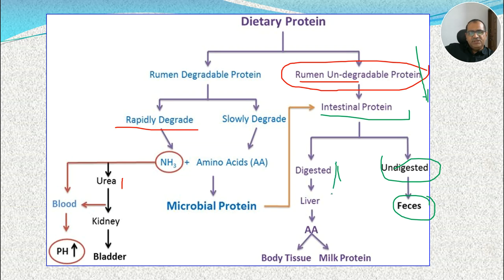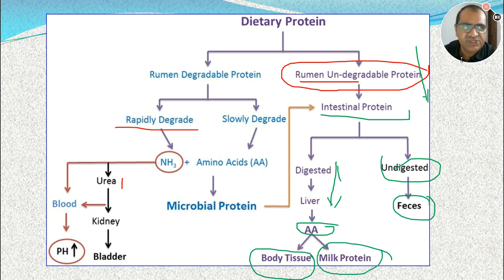The digested part goes to the liver in the form of amino acids. Then it is utilized very well for the body tissues and also to form the milk proteins, which are very nutritious in nature. Hence, the dietary proteins are of two types. One is rumen degradable protein. Some of them are rapidly degraded, and some of them are slowly degraded, and both of them are converted to amino acids and ammonia.